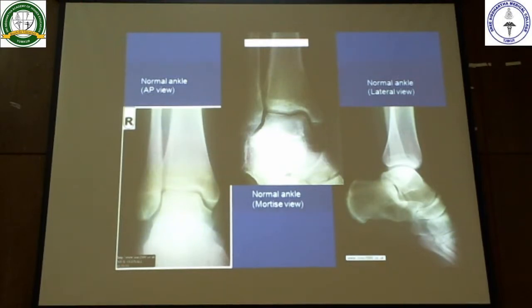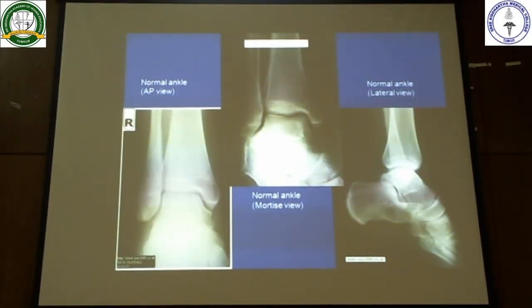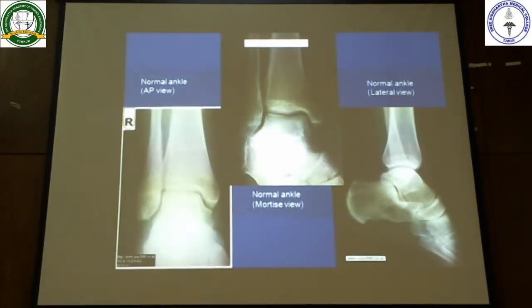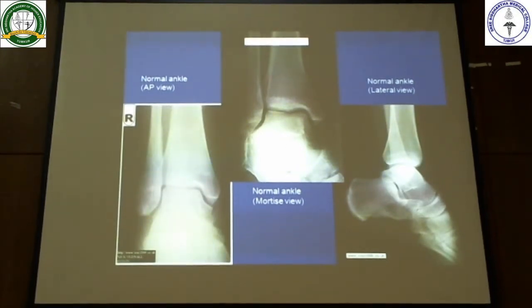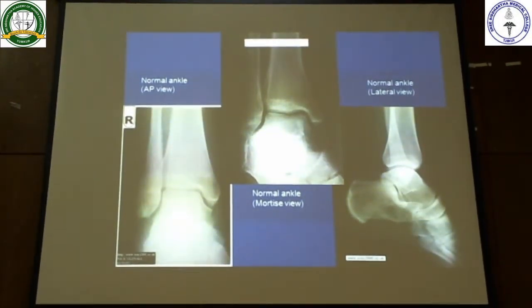You will not be able to observe it straight away with an AP view or a lateral view. That is why this kind of view is important as far as ankle joint is concerned. So that specific type of view, or special type of view, is what is known as a Mortise view. So these three views are important as far as ankle joint is concerned.